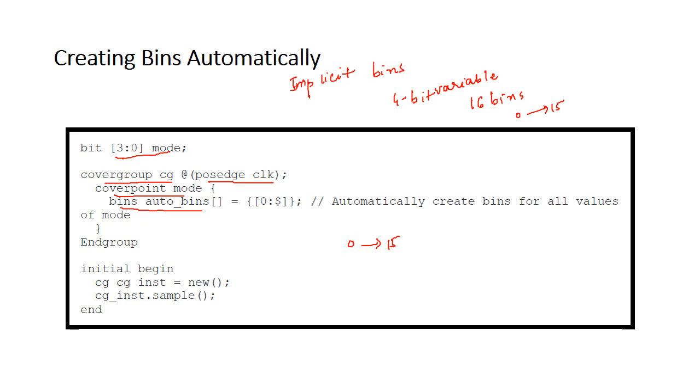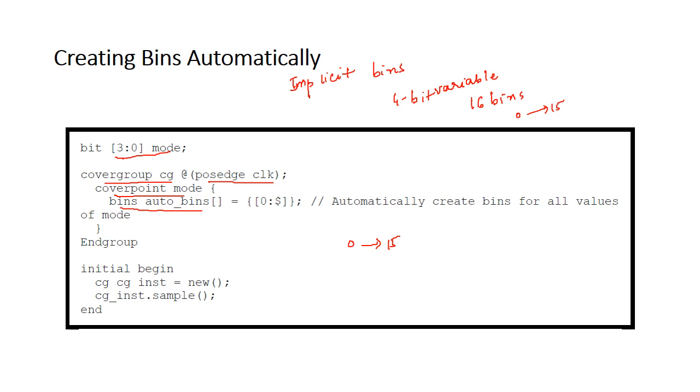Consider, for example, if you have a 4-bit variable, the simulator will automatically create 16 bins, one for each possible value from a range of say 0 to 15. So, this is the program example for creation of such bins automatically. Here we have bit [3:0] mode. This is called a variable mode, a 4-bit variable for which we want to measure the coverage.